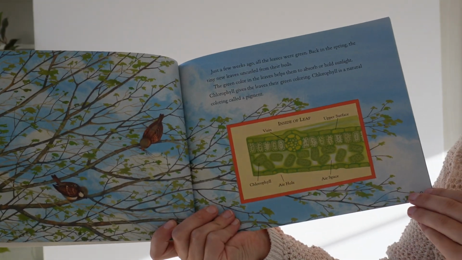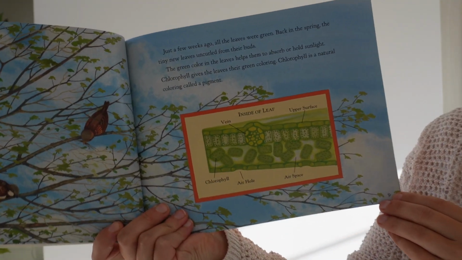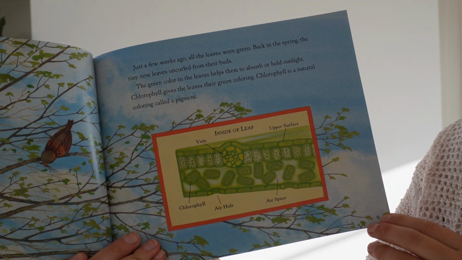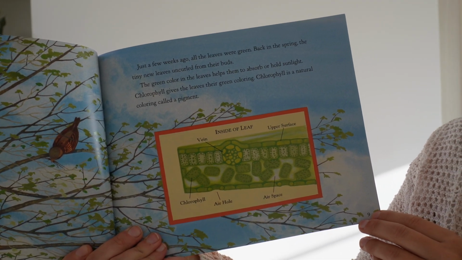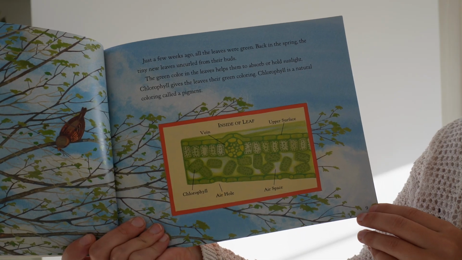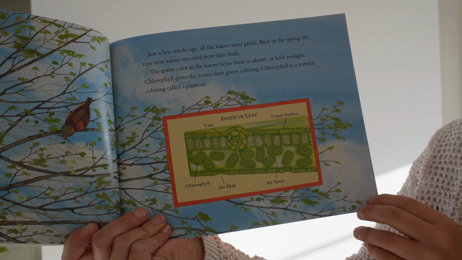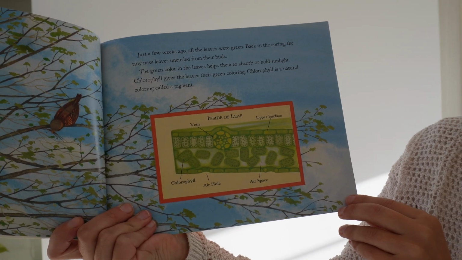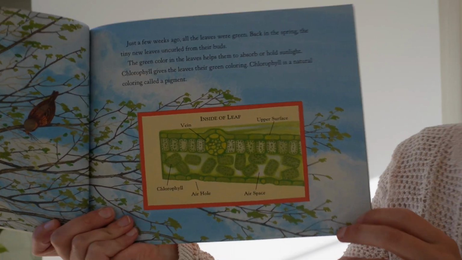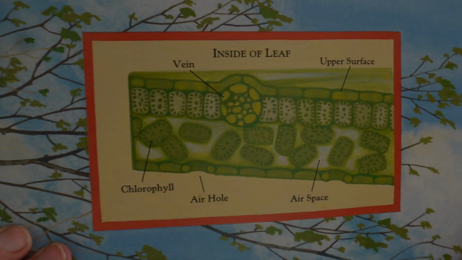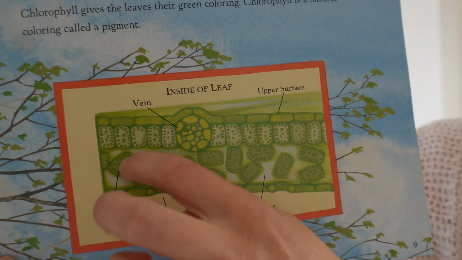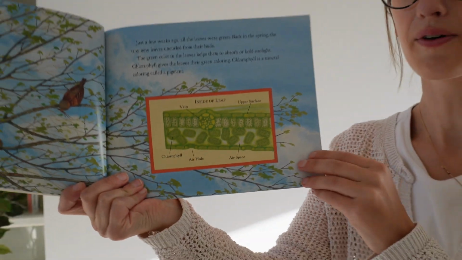Just a few weeks ago, all of the leaves were green. Back in the spring, the tiny new leaves uncurled from their buds. The green colour in the leaves helps them absorb or hold sunlight. Chlorophyll gives the leaves their green colouring. Chlorophyll is a natural colouring called a pigment. And here's a picture inside the leaf. And here's the little chlorophyll. They help with that green colour.